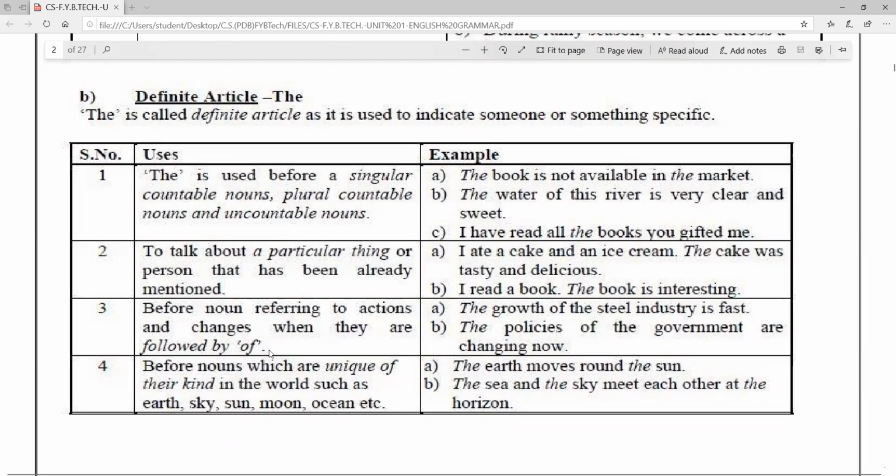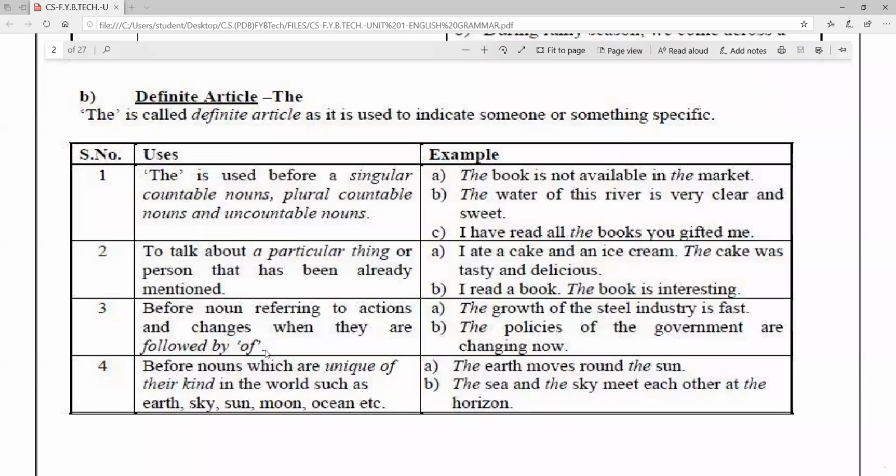So specifically, the nouns which refer to action. Means what? We will see it with an example. The growth of the steel industry is fast. Here we are referring to a noun. What is the noun here? Growth is the noun, which is referring to action.